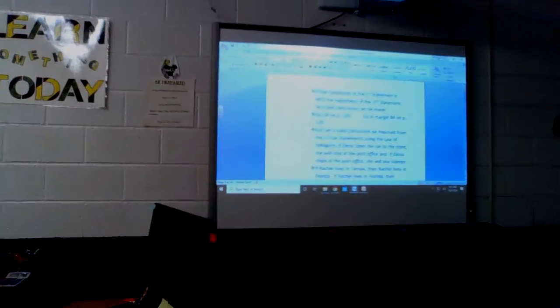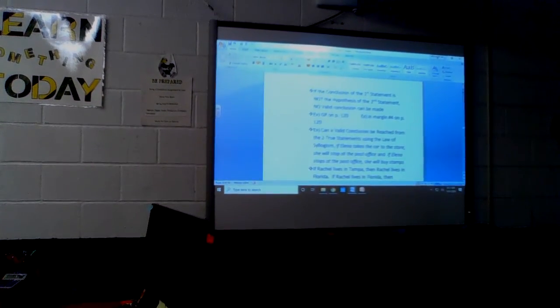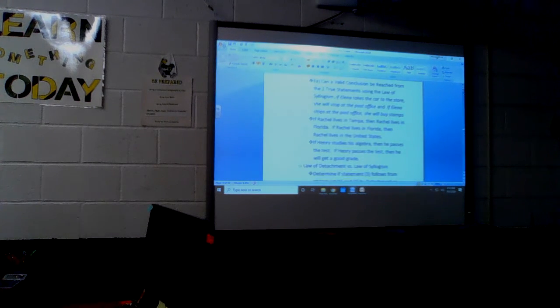Got enough room there? All right. So can a valid conclusion be reached from the two statements using the law of syllogism? If Elena takes the car to the store, she will stop at the post office. Can't really argue that. Everybody okay with that? If Elena stops at the post office, she will buy stamps.